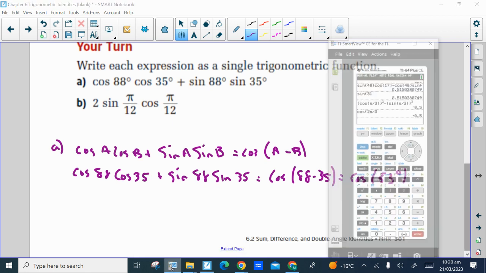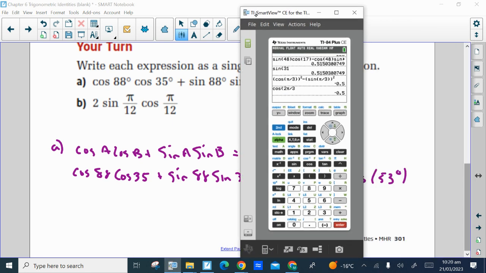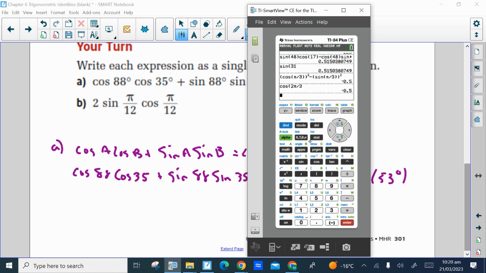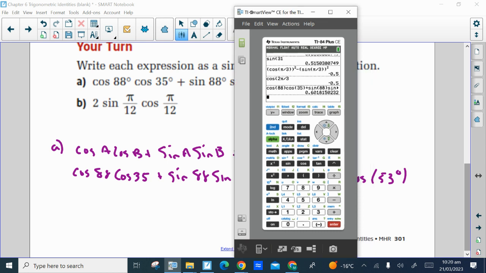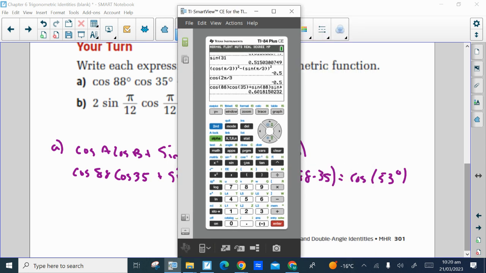Which again, we can check on our calculator. We have to be in degree mode because our angles are in degrees. If you take the cosine of 88, close the bracket, times the cosine of 35, close the bracket, plus the sine of 88, close the bracket, times the sine of 35. It's that irrational number. Well, that should be the same thing as the cosine of 53.